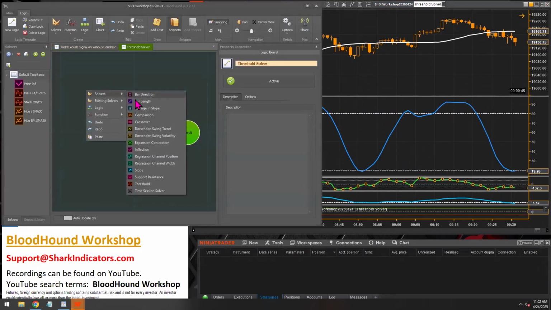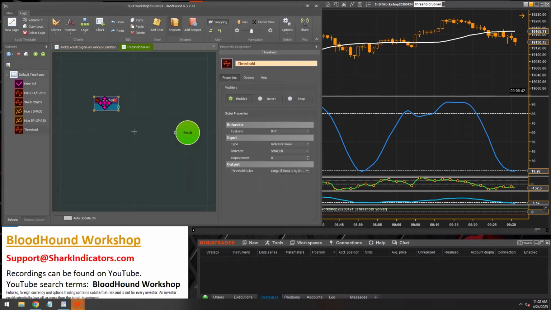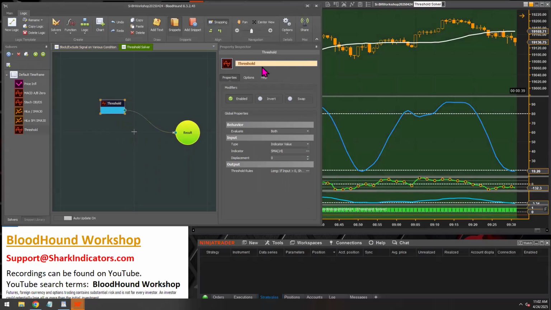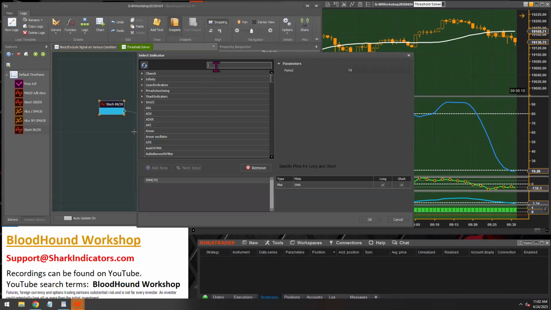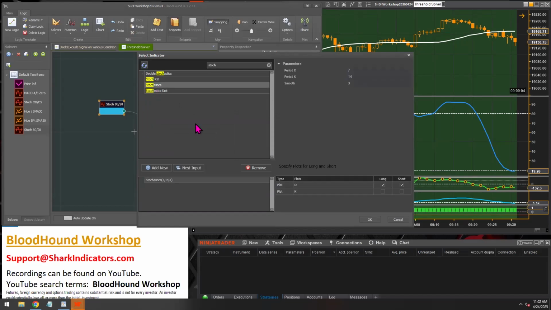All right, so let's grab a threshold solver, and we're going to be using a bunch of these, obviously. We'll identify when the stochastics is above 80 for a long output or below 20 for a short output. First thing is change our input to whatever indicator we are interested in. Let's do a little search here. There we go, stochastics. I'm just going to use the standard period settings, and we're going to look at the %D.